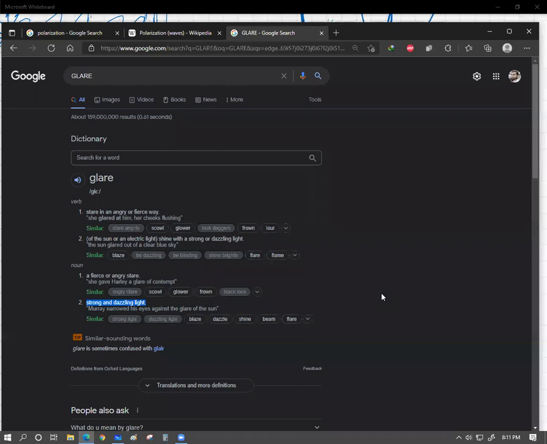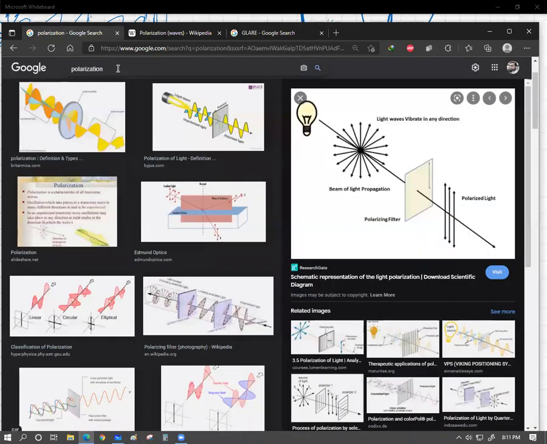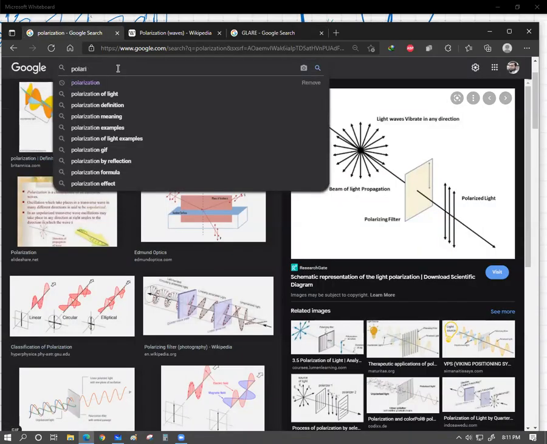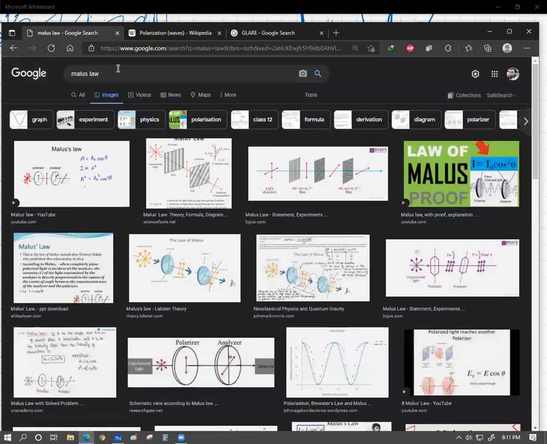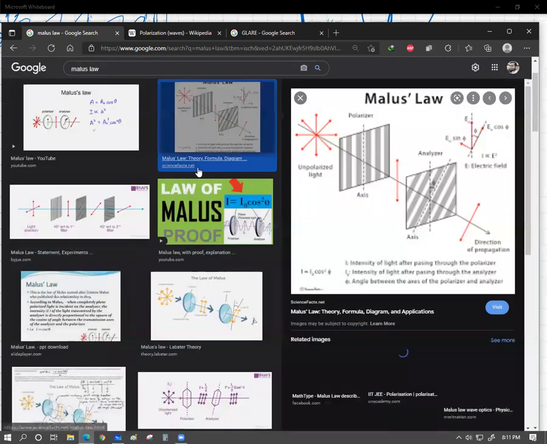Sir, I got all this part, but here you said that it removes the glare. So, sir, what does the glare have? Horizontal? In this case, horizontally polarized light is what I'm calling the glare. Okay, sir.